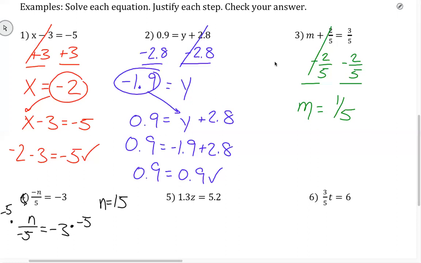Lily, how would I get rid of times 1.3? Divide. So in number 5, I will divide each side by 1.3. So I have z equals 4, because I just typed that into the calculator.